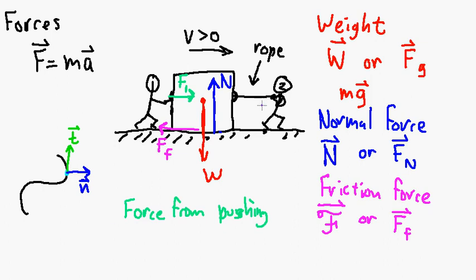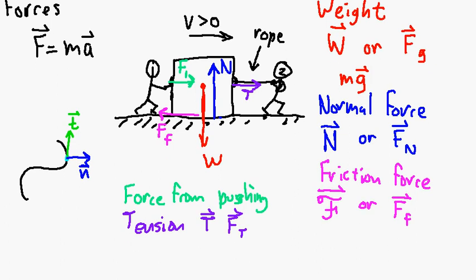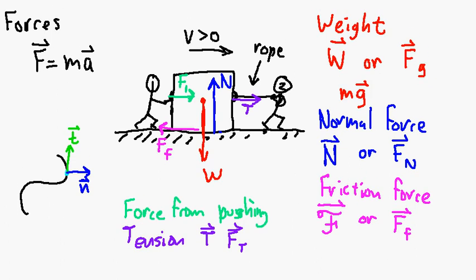So finally, tension. That's sometimes done with T, or sometimes F sub T, or some other F sub something else. Sometimes it's a special letter, sometimes it's just treated as some other F. So these are really the 5 forces you'll see most often in these kinds of problems. Weight. You'll see normal forces. You'll see friction forces. You'll see pushing forces, and you'll see tension.